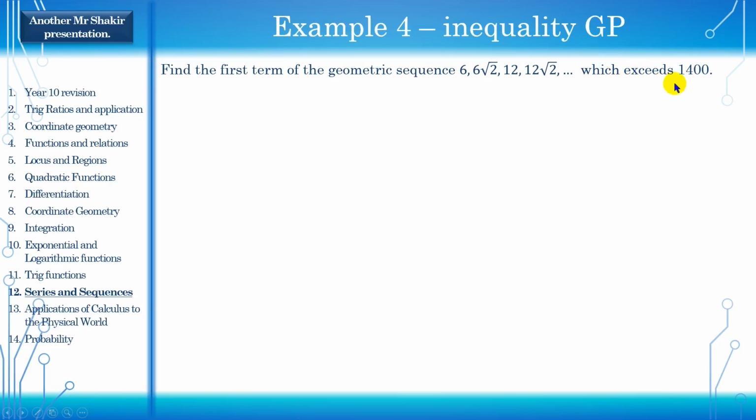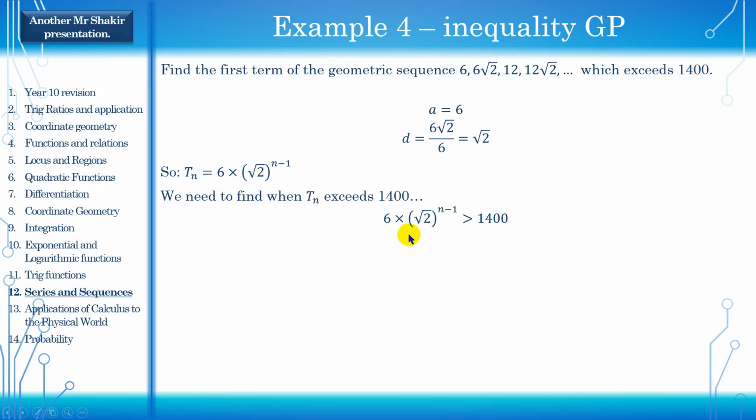So, which exceeds 1400. Alright, so A, we know, is 6. Well, r, which is 6 root 2 divided by 6, you get root 2, easy. It shouldn't be d, that should be r. That's okay, don't worry. So we found A and r. The nth term is like that. And we need to find the first term which is more than 1400. So in other words, set up the inequality. The nth term has to be more than 1400.